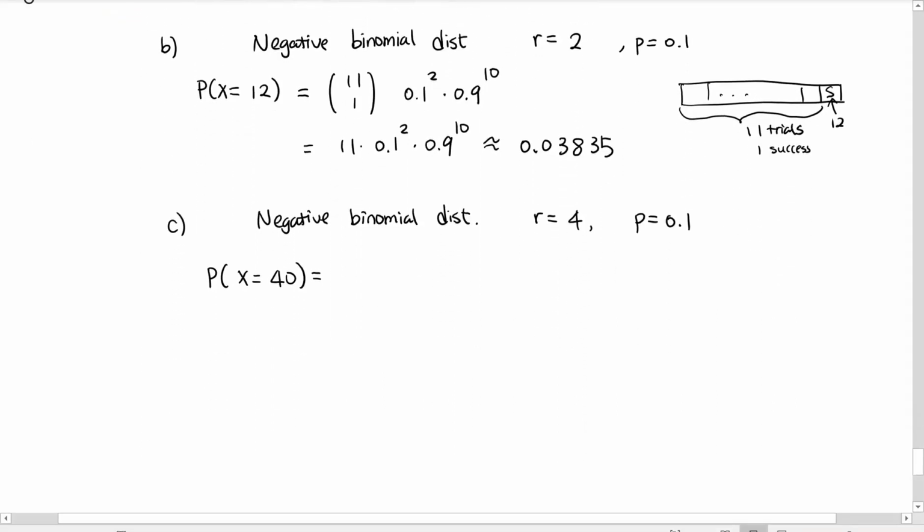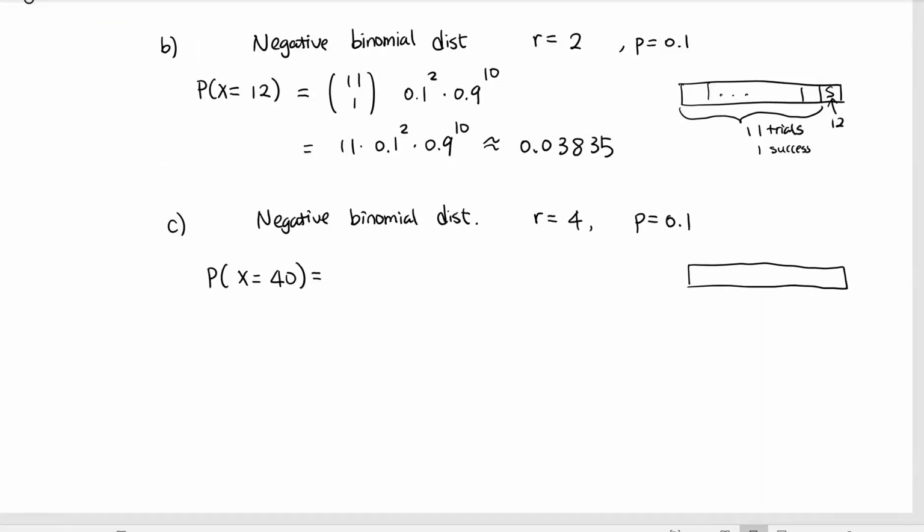Can you draw the picture? So the last one is the 40th and is the 4th success, okay? So which means how many trials in the previous ones? So we have 39 trials. How many successes? The total is 4. The last one is a success, so we have 3 successes. So that's why we have 39 trials. We choose 3 to fill with success. Oh, my S looks like B. So let's do it again.